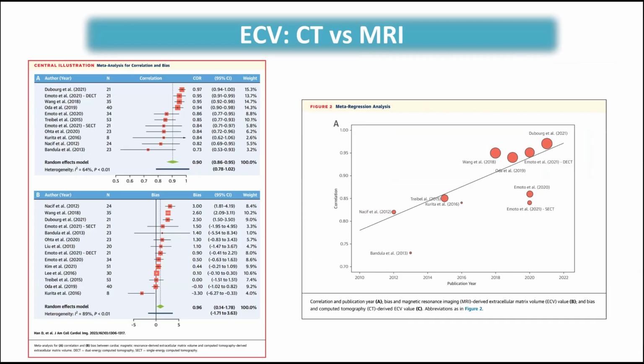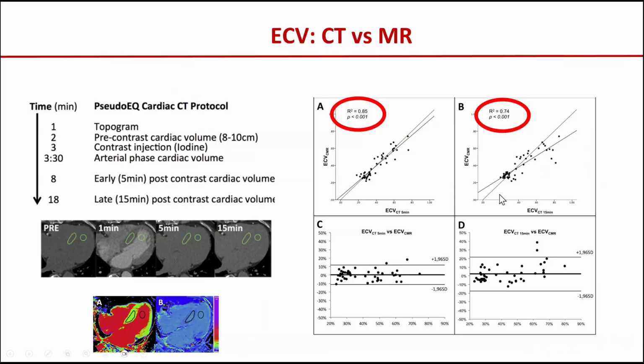We have already said that the ECV could also be more informative than the native and the post-contrast T1, but I don't want to lose time on this. So you can see that you can simply calculate the ECV, for example, in the interventricular septum, just placing some ROI in the interventricular septum and in the blood pool, obtaining an ECV that is strongly correlated with CMR.